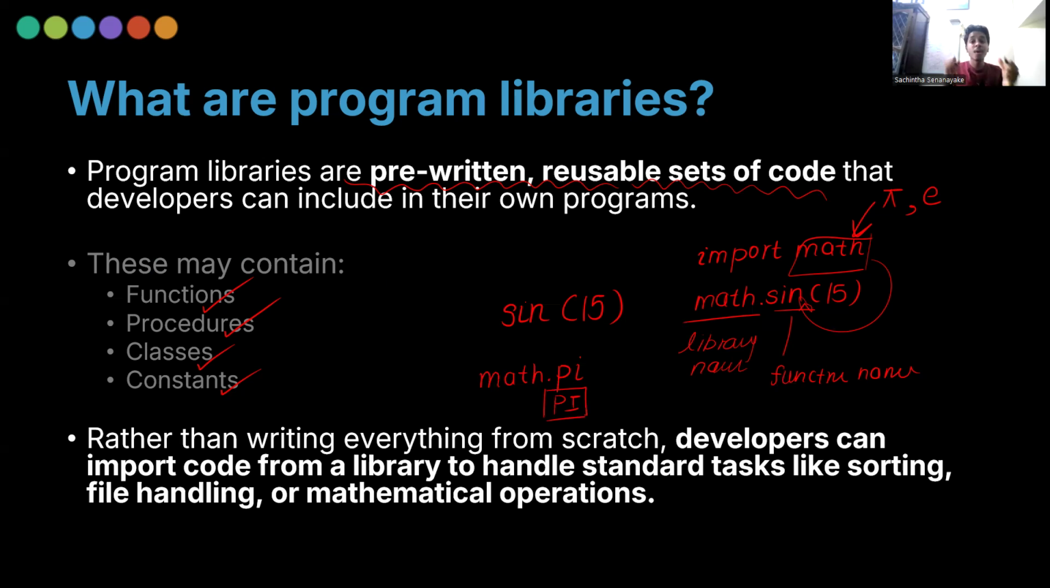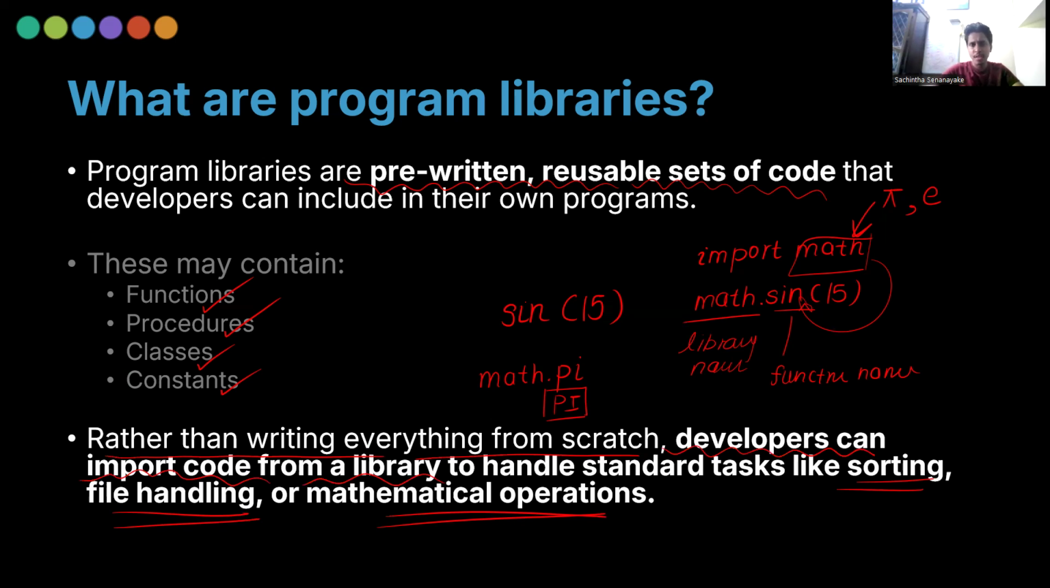So the most important thing about program libraries is that rather than writing everything from scratch, developers can import code from a library, such as the math library in Python, to handle standard tasks like sorting, file handling, or arithmetic operations. That means you don't have to waste time implementing those basic algorithms. All you have to do is import code from other libraries, and you can focus on solving the problem that you want to solve without being bogged down by these basic algorithms.